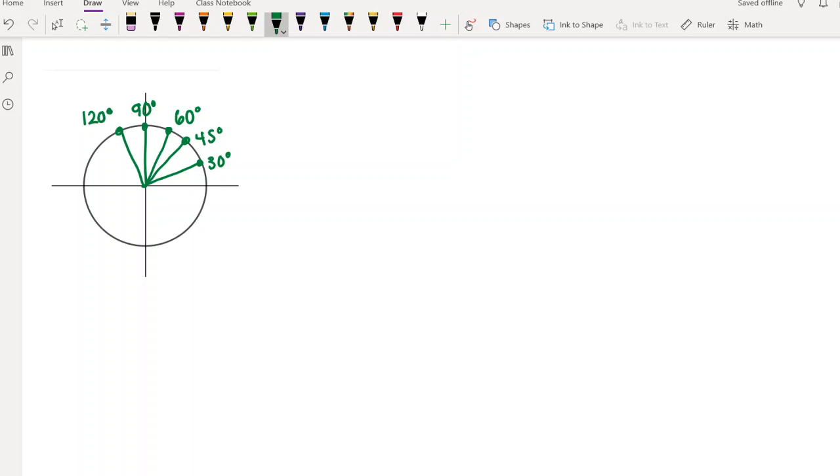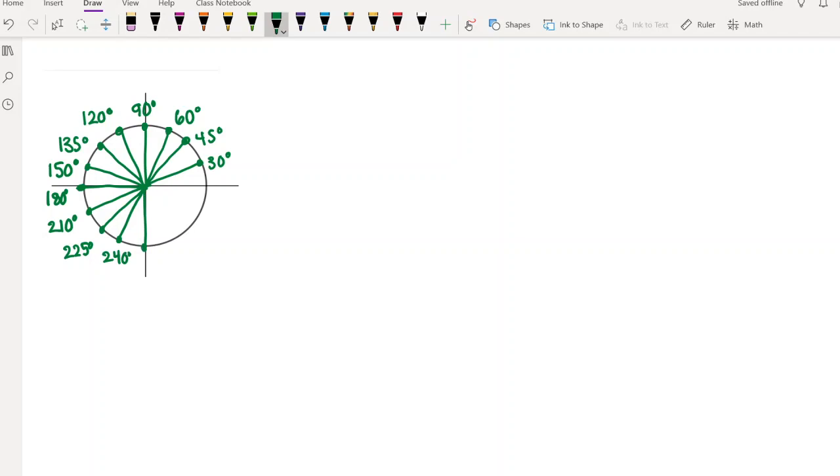And then the next angle is going to be 90 plus 45, so that's 135. The next one is going to be 90 plus 60, so that's 150. Or you can think of it as being 180 minus 30. So the next one is 180. Then we have 180 plus 30, so that is 210. Then we have 180 plus 45, so that's 225. Then we have 180 plus 60, so that's going to be 240 degrees.